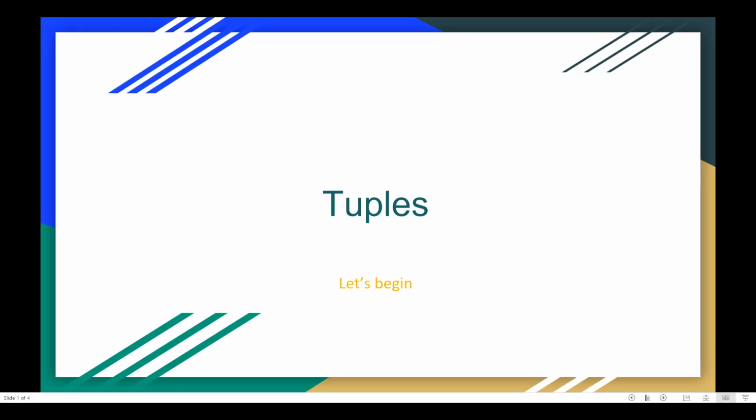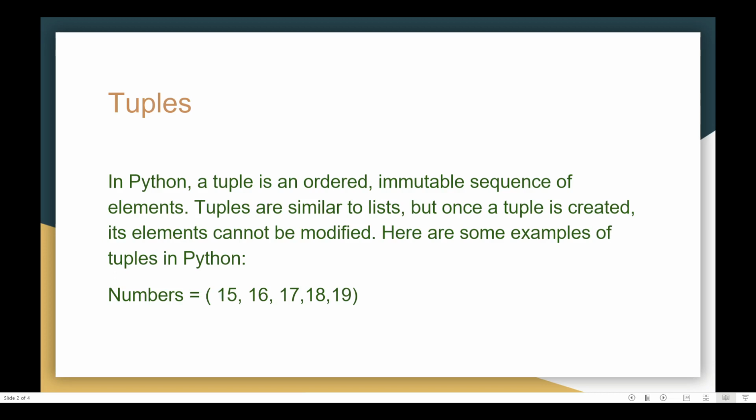So now we will see the second data structure, which is tuples. So let's begin. In Python, a tuple is an ordered immutable sequence of elements. So lists were mutable, but this is immutable. That means that we cannot add or remove an element once a tuple is created. Tuples are similar to lists, but once a tuple is created, its elements cannot be modified. Here is a basic example of a tuple. Numbers equals to, now we can see it's not a square bracket, it's a rounded bracket. 15, 16, 17, 18 and 19 are elements of the tuple.